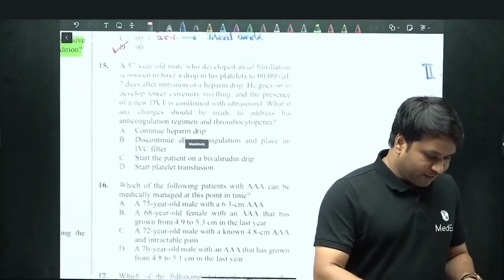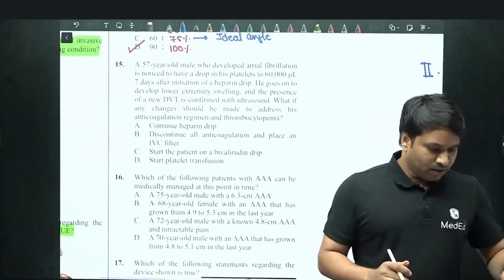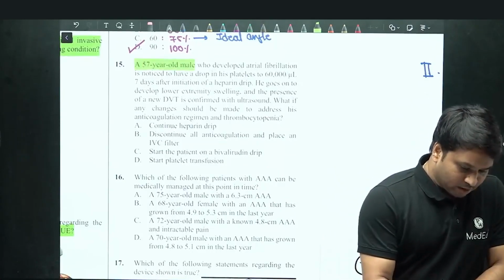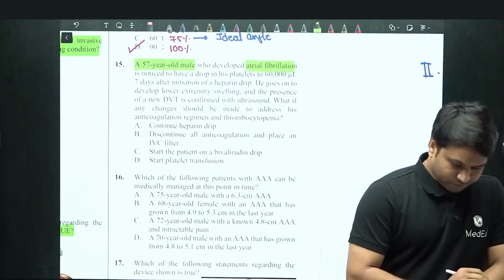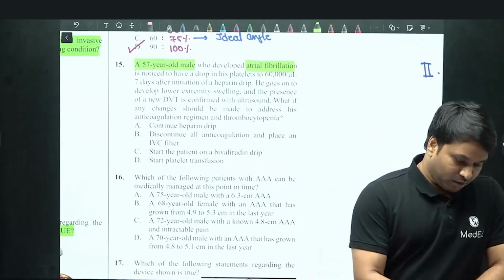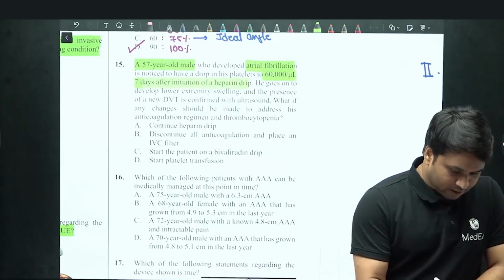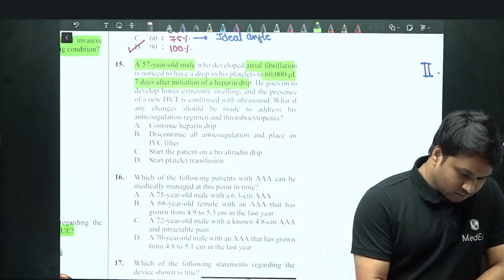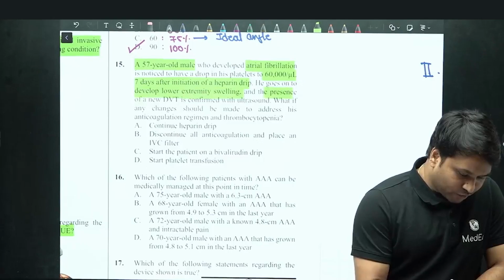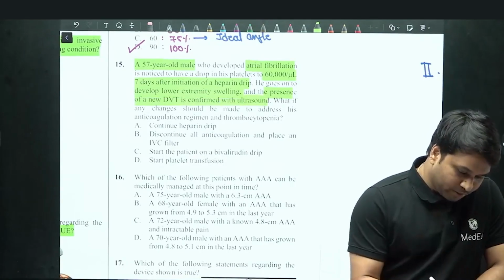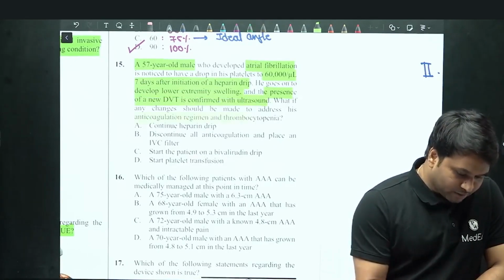Let's talk about question number 15. Now in question number 15, I have a 57-year-old male who had atrial fibrillation. He is noted to have a platelet drop to 60,000 seven days after initiation of heparin. He goes on to develop lower extremity swelling and the presence of a new DVT, and the presence of a new DVT is confirmed with an ultrasound. What, if any, changes should be made to address the anticoagulation regimen for thrombocytopenia?